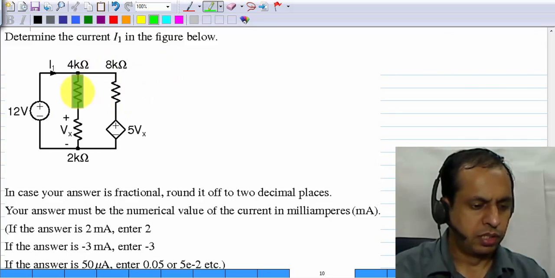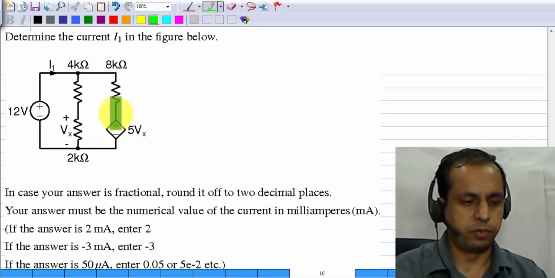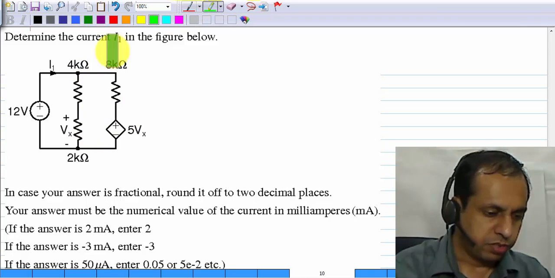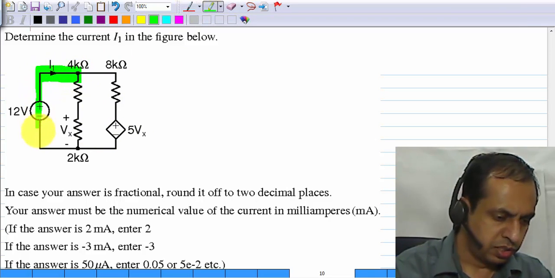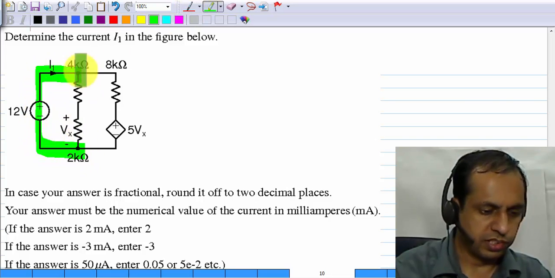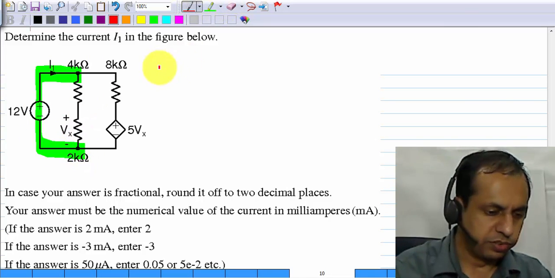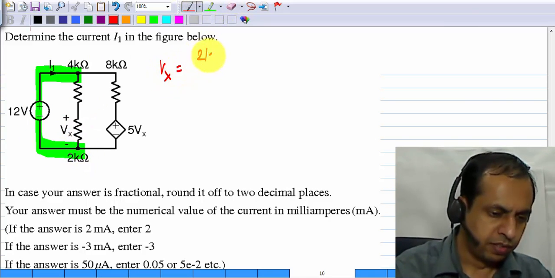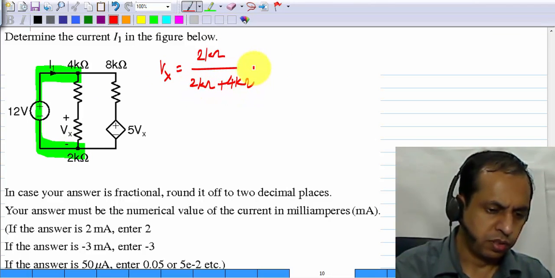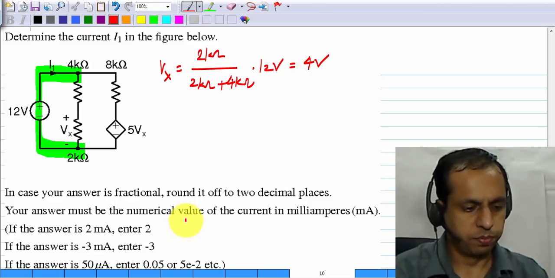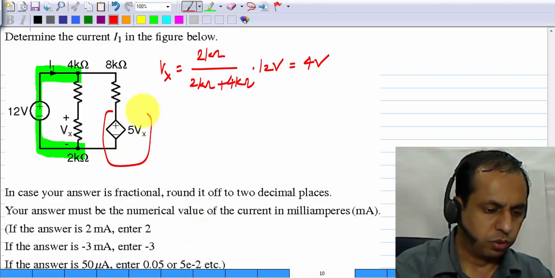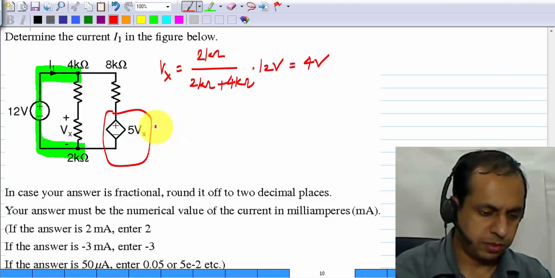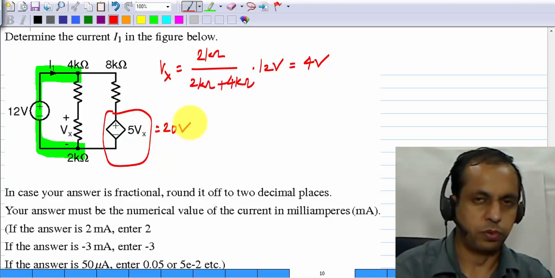Second question, again some combination. Now we also have a control source. First of all, this 12 volts is connected across this resistive divider. So it's very easy to see that Vx is 2 kilo ohms by 2 kilo ohms plus 4 kilo ohms times 12 volts, or equal to 4 volts. And this control source is equal to 5 Vx. So this is 20 volts.